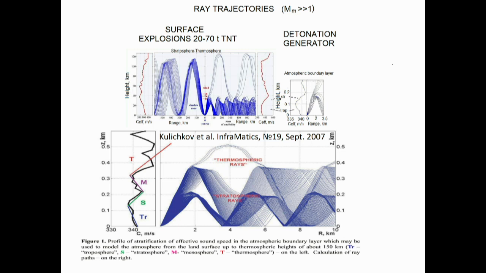And we can control stratification of wind by SODAR and temperature stratification by a temperature profiler. And here at the right, in the upper panel, we show the profile of the effective sound speed, which was obtained from the SODAR and temperature data early in the morning in the atmospheric boundary layer after sunrise. And at the left upper panel, you can see the effective sound speed profile in the atmosphere during the experiments with surface explosion of 20 to 70 ton TNT. And we see that there is a similarity of these profiles in the atmosphere and in the boundary layer. And this leads to the similarity of the ray trajectories.